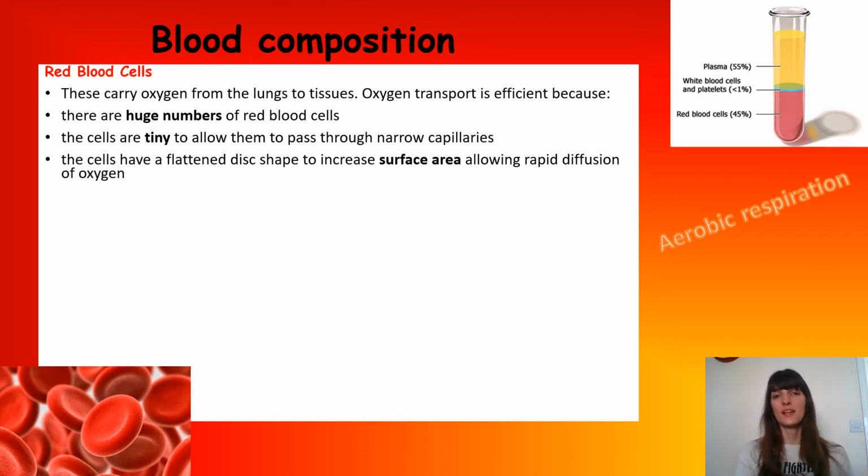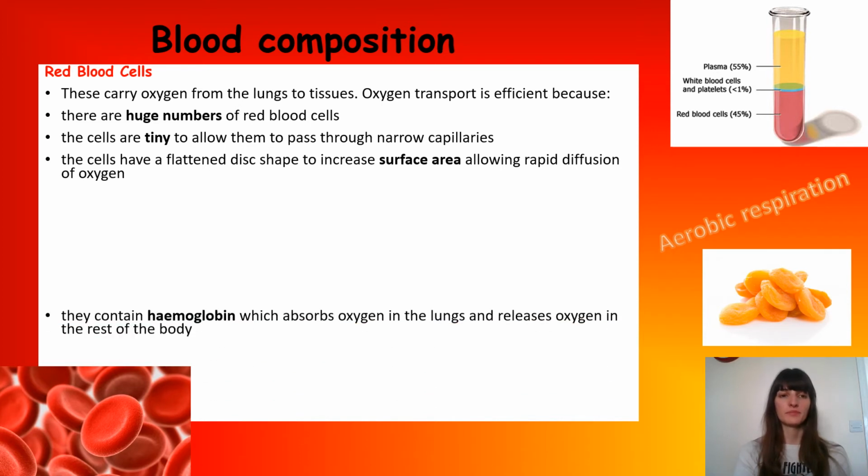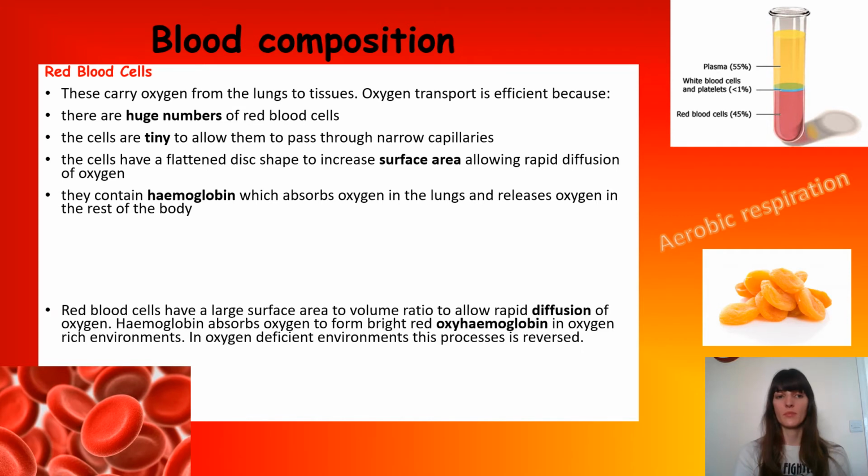oxygen. Remember, we like to talk about surface area a lot in biology, and bigger surface areas are always a good thing. I always think of red blood cells as looking a little bit like dried apricots. They've got that squidgy kind of shape. They contain something called hemoglobin, and hemoglobin absorbs oxygen in the lungs and releases oxygen in the rest of the body. Red blood cells have a large surface area to volume ratio to allow this rapid diffusion of oxygen.